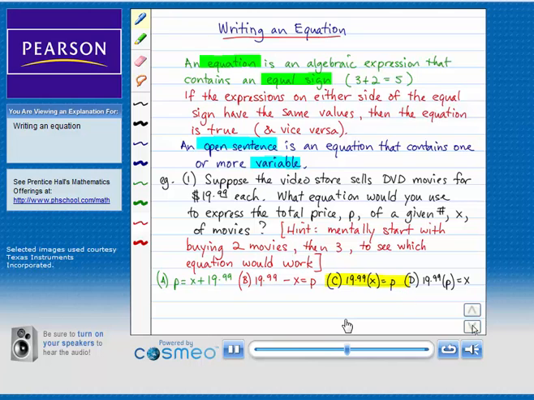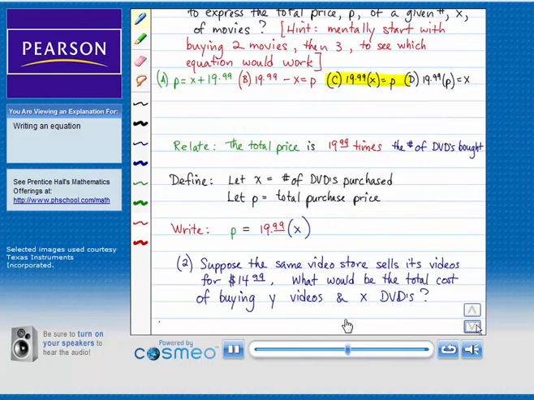All right? Now let's look at the process of going about writing an equation for that. I want to begin by relating what I'm given into words. The total price is, now when you see "is" and you go to write an equation, that's going to translate to an equal sign. The total price is $19.99 times the number of DVDs bought.